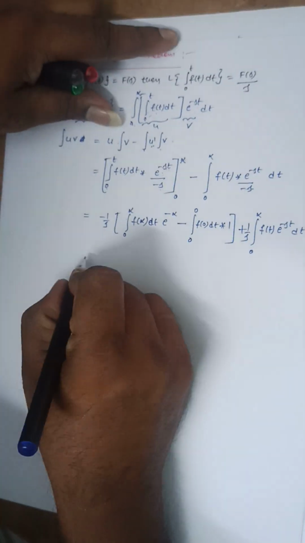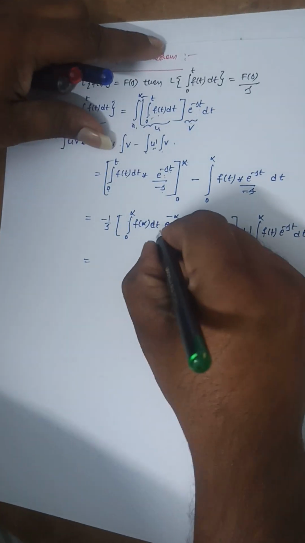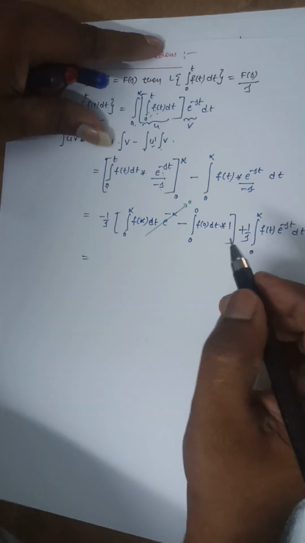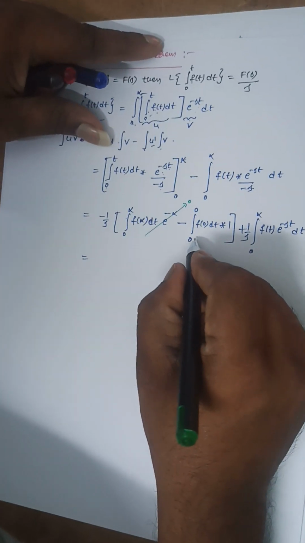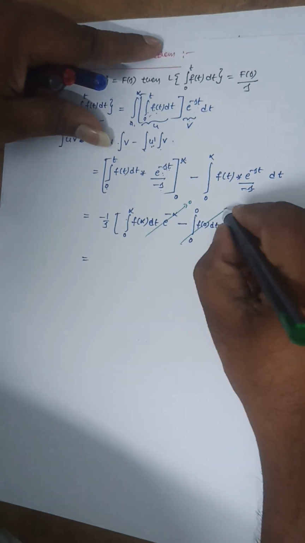Now this e power minus infinity value is 0. From 0 to 0 there will not be any function, f of 0 is 0, so this total function is also 0.